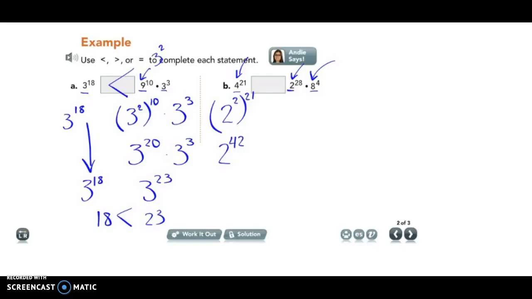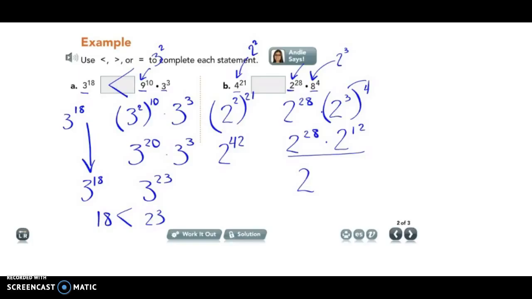On this side, I'm going to have 2 to the 28th, and I'm going to keep that part. And then the 8 I know is the same as 2 to the 3rd power. So I'm going to put in 2 to the 3rd power in place of the 8, and that to the 4th power. So I have 2 to the 28th times 2 to the 12th, because we're going to multiply those. Now that we've multiplied those, we're going to add the exponents, because we have the same base and we're multiplying. So we're going to add them, and we're going to get 2 to the 40th.